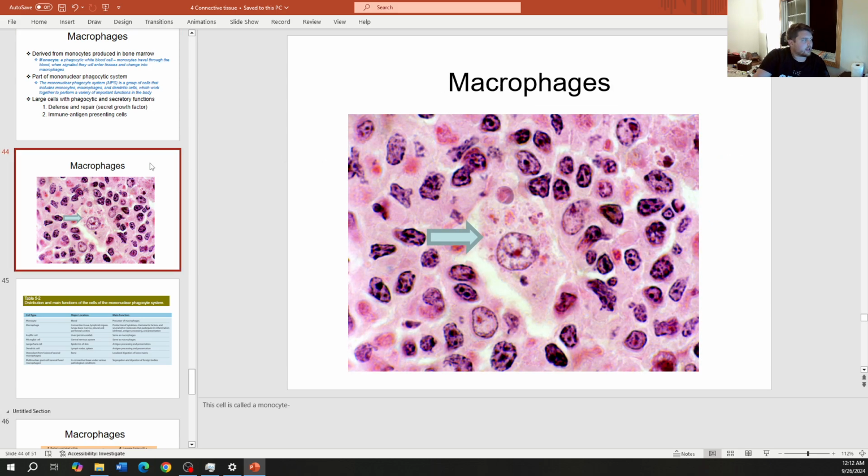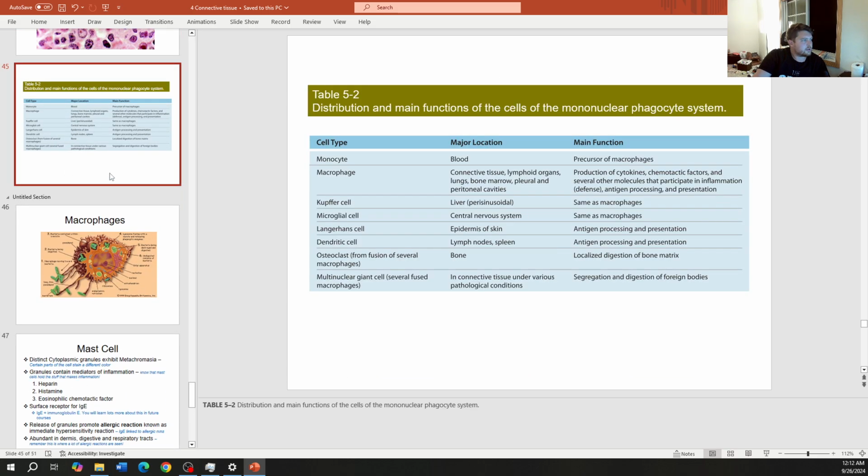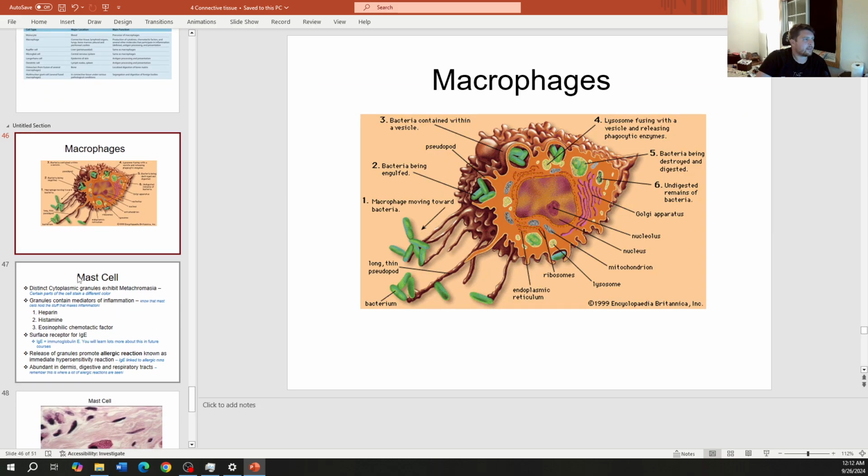Here is what our macrophages look like. There's a bunch of different types of cells in that whole mononuclear phagocyte system, the cells responsible for that kind of immune response. We're going to cover each of these individually as we go through the different systems, so don't worry about all of these right now. Just understand monocytes are in the blood, and macrophages are in the connective tissues, bone marrow, and these other places. Here's what they look like, swallowing up bacteria and other stuff that isn't supposed to be there.